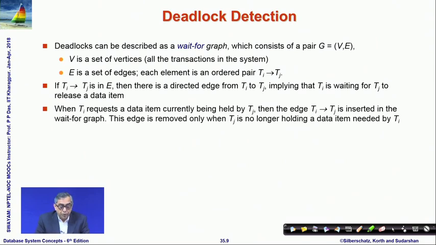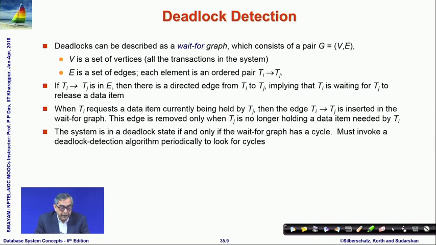So, naturally when T i requests a data item currently being held by T j, then the edge T i to T j is inserted in this graph, and when the release happens, this edge is removed, because T j is no more holding the item that T i had required. So, this is a kind of dynamic graph. The wait-for graph is a dynamic graph which will regularly keep getting updated.